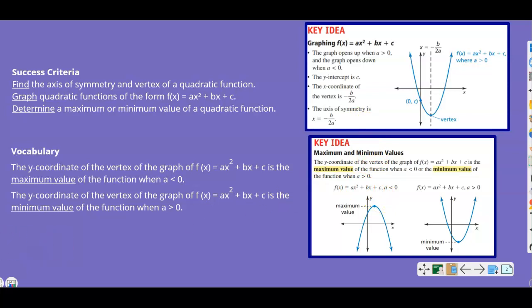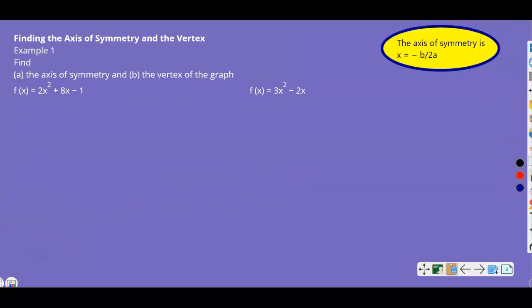so make sure you have these in your notes. All right, for example 1, we need to find the axis of symmetry and the vertex of the graph. So if you remember, the axis of symmetry is x equals negative b over 2a. So that means we need to know what a, b, and c are. So this is a quadratic function. So this is a equals 2, b equals 8, c equals negative 1. We don't need c for the axis of symmetry, but it's still good to know what those are.